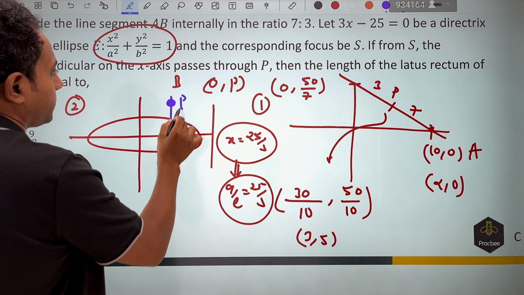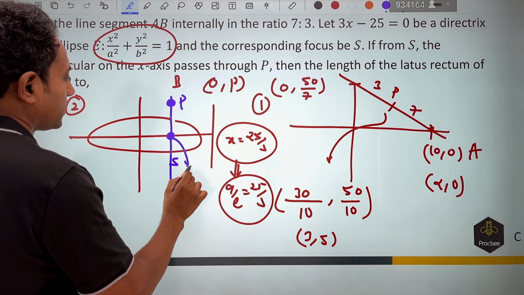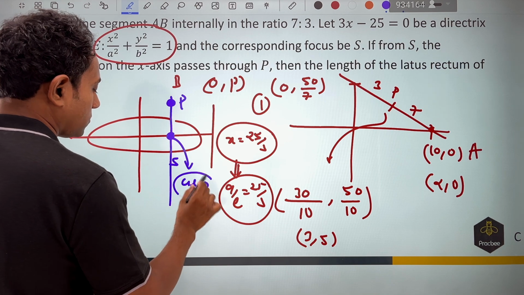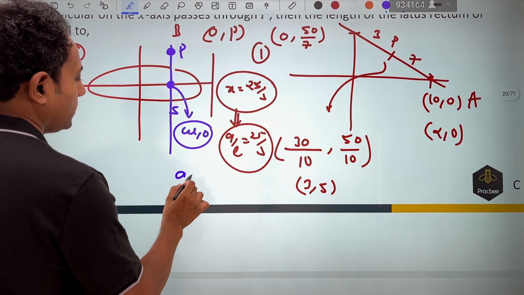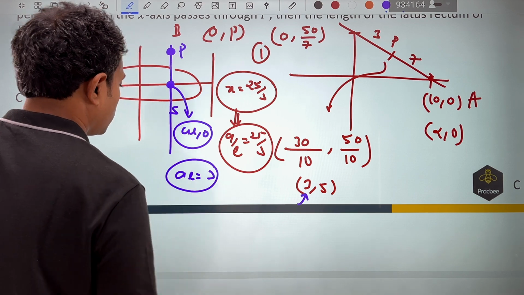So this is my point P. Now they are asking the length of latus rectum. So you can see that the x-coordinates will become the same. So this point is (ae, 0). So the value of ae will be equal to the x-coordinate of this point, that comes out to be 3.